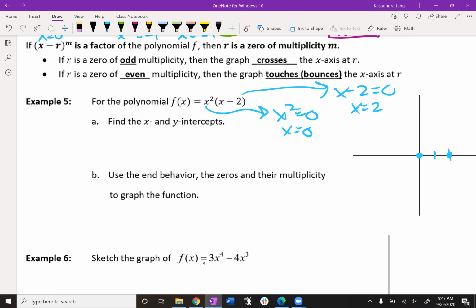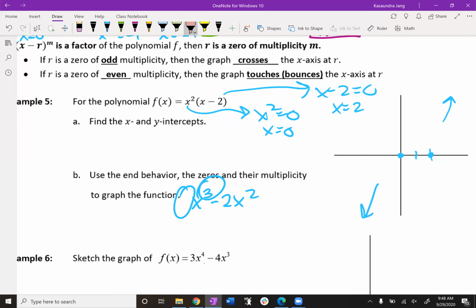Let's think about our end behavior. So use the end behavior. This should have a degree 3. If I distribute this through, I got an x cubed minus 2x squared. I have a degree 3 with a positive coefficient. It's an odd degree, so they should be split ends, and with a positive, I should be going up on the right and down on the left. So that's my end behavior.